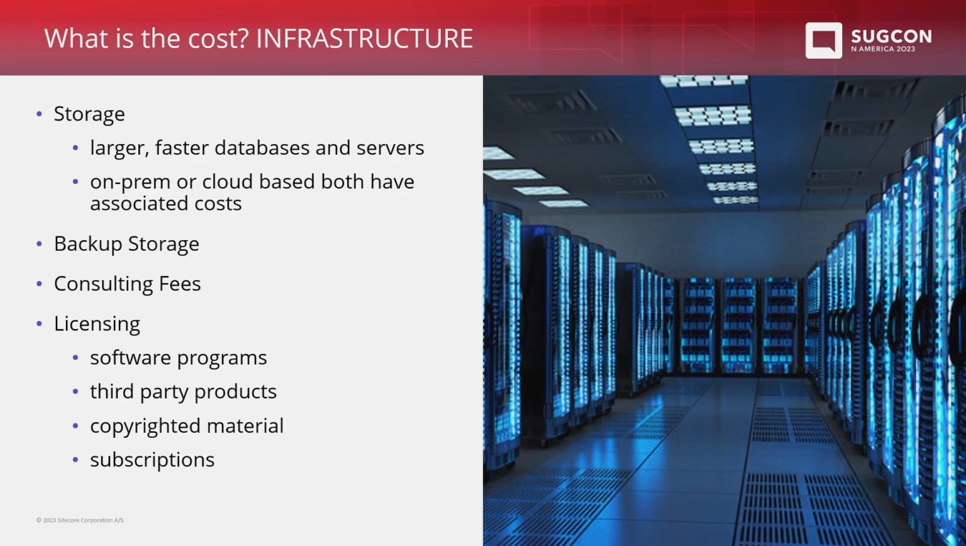Licensing, oh boy. Software programs that you don't need. Five CMSs, why do we have that? We could have five websites on Sitecore, or we could pay for five CMS systems. Which one would you rather do? Third-party products, copyrighted material, there's a legal risk right there. Subscriptions, you have subscriptions to things that you just don't need anymore. So you can start edging off your finance, your budget, and making it a lot more manageable.